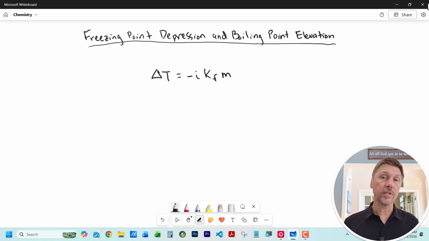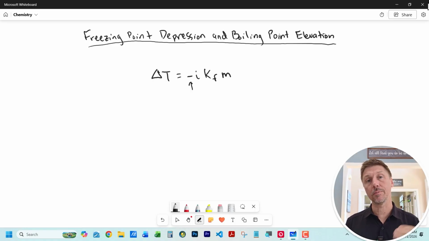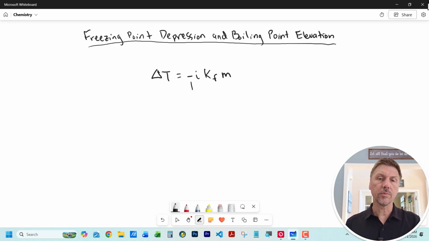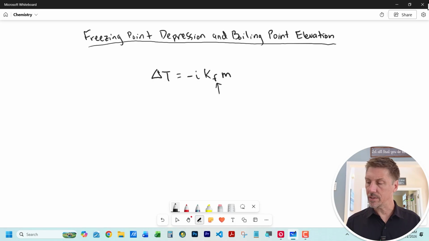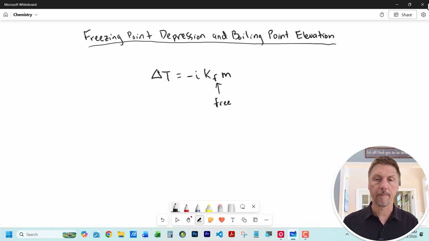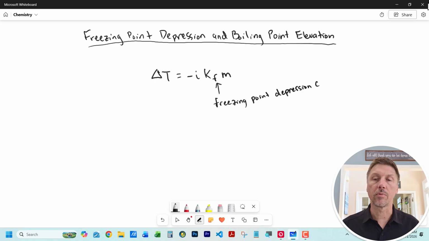And we know it's freezing point for two reasons. First, this negative sign, because with freezing point we're lowering the freezing point, so the change in temperature is going to be negative. Second, the lowercase f here. Kf is what we call the freezing point depression constant. It is a constant value, in other words, a number that doesn't change for each liquid. Each liquid has its own freezing point depression constant.